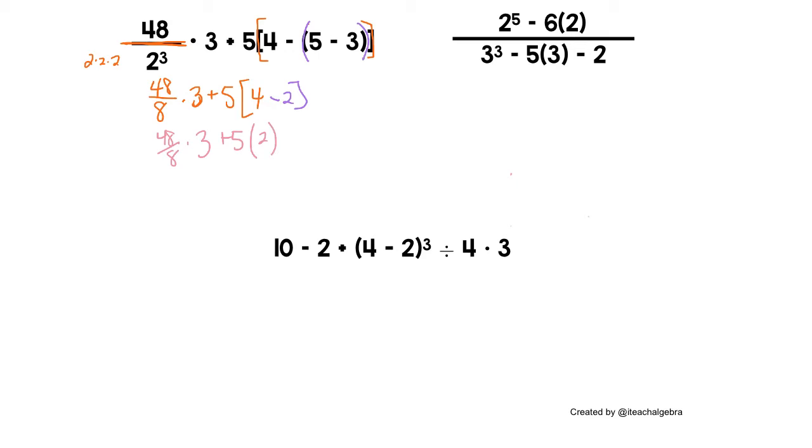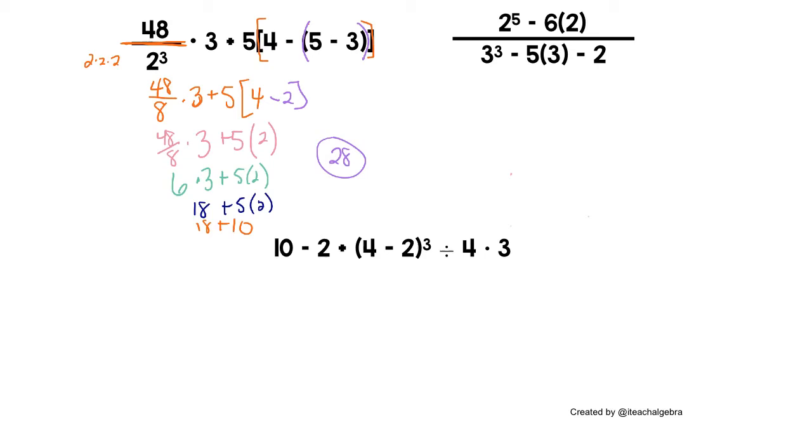Now, no more parentheses, no exponents. So we're going to do multiply and divide from left to right. So first we start with 48 divided by 8 is 6 times 3 plus 5 times 2. Then we multiply again. 6 times 3 is 18 plus 5 times 2. 5 times 2 is 10. And that's all the multiplication and division. And then we add and subtract. 18 plus 10 is 28. And that's our final answer.